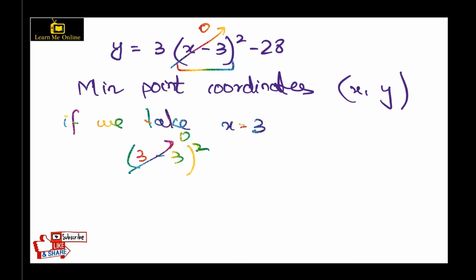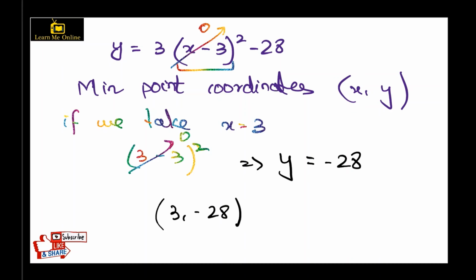So if I take x equals 3, then the whole bracket turns to 0. And when you do 0 times 3, that would be 0. Then from 0, when you minus 28, you'll get y equals minus 28. So the minimum point coordinates that you'll be getting would be 3 and minus 28.